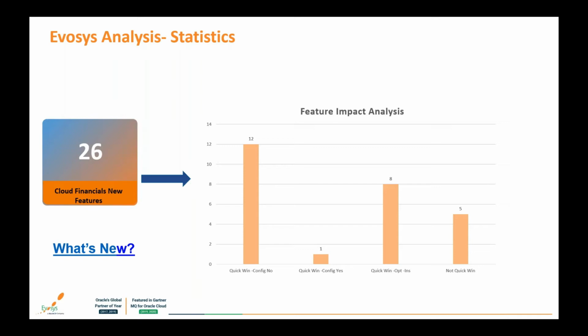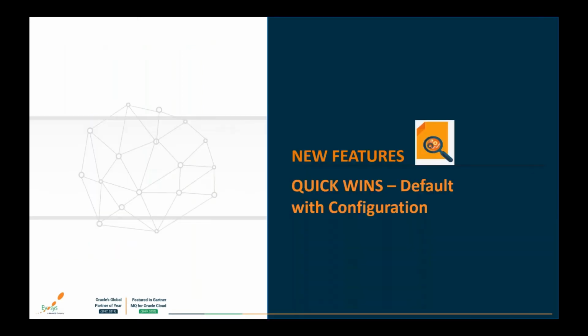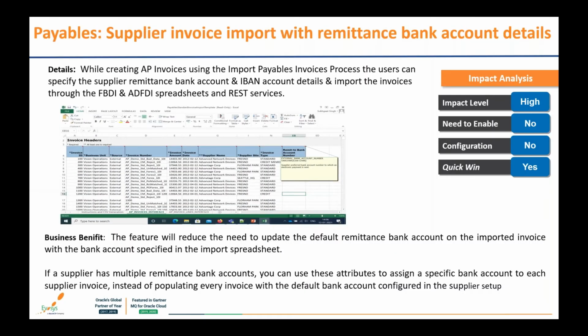I'll straight away jump into the features, starting with the first feature, quick wins default. There is no enabling required for all these features that we'll cover in this section, and no configuration is required either. The first one is supplier invoice import with remittance bank account details. As you all know, Oracle maintains a supplier master wherein all the banking details of a particular supplier are captured, and from that supplier master, the details are defaulted on the payables invoices.